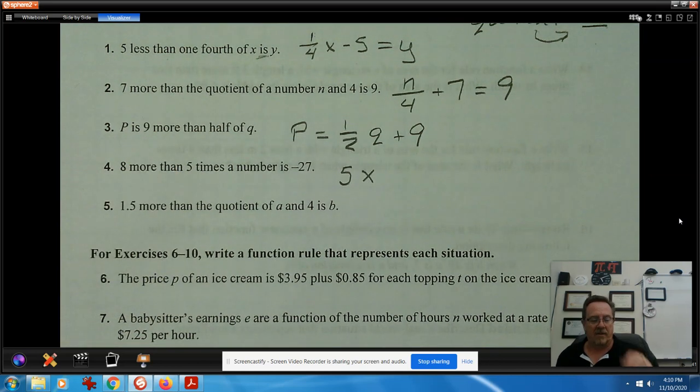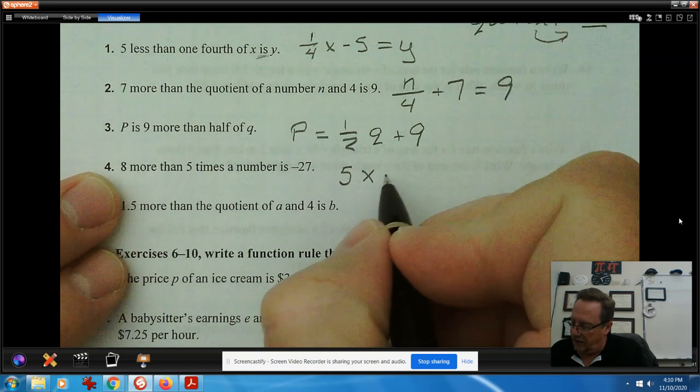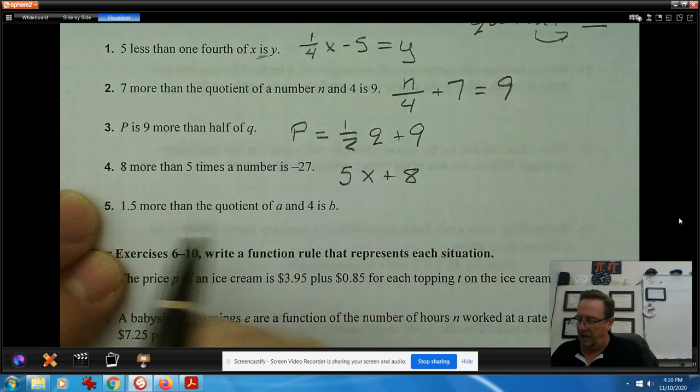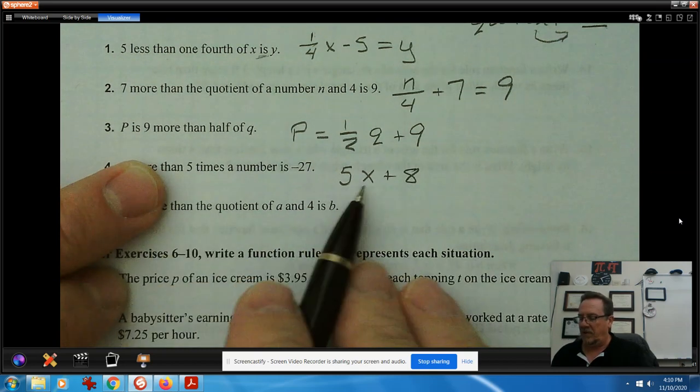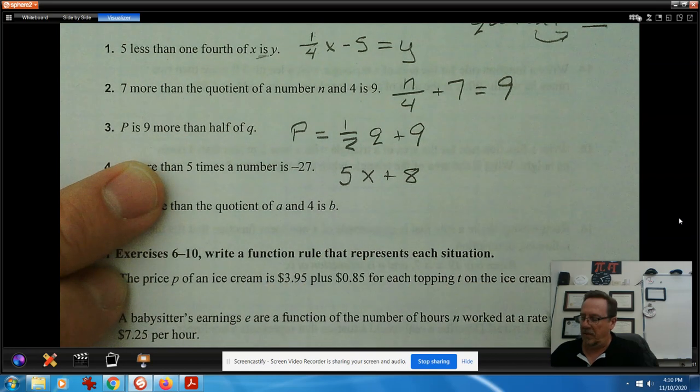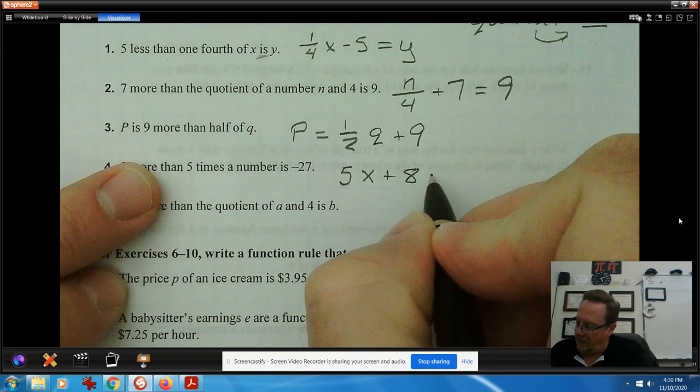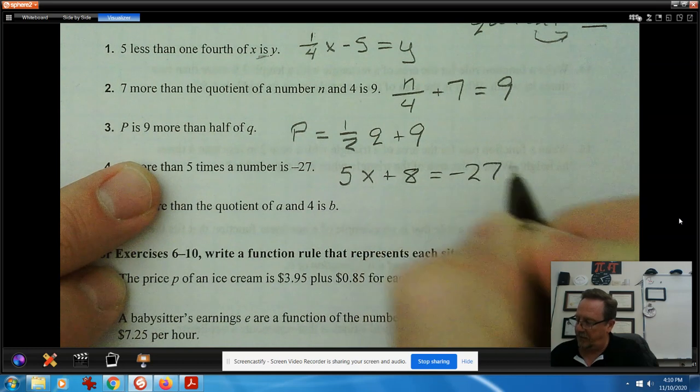That's not a multiplication symbol. That's the variable x. 5x, right? Plus 8. 8 more than 5 times a number. This is 8 more than 5 times that number. Is negative 27.